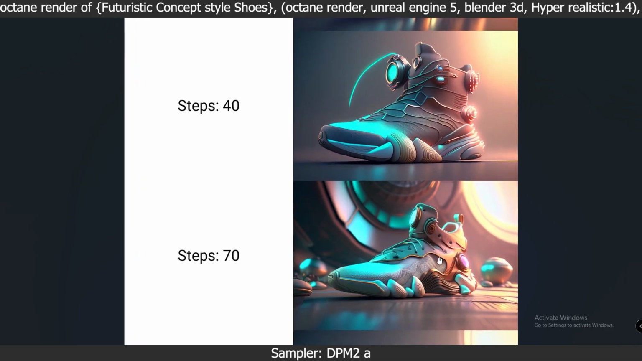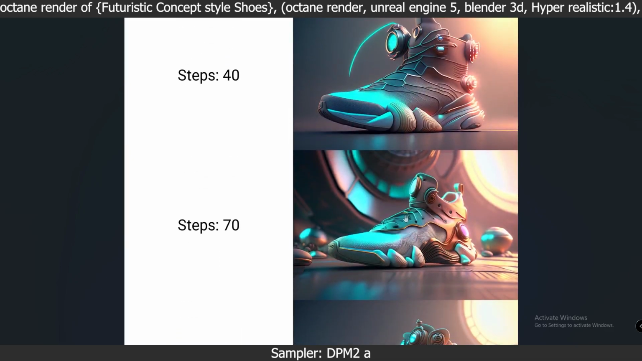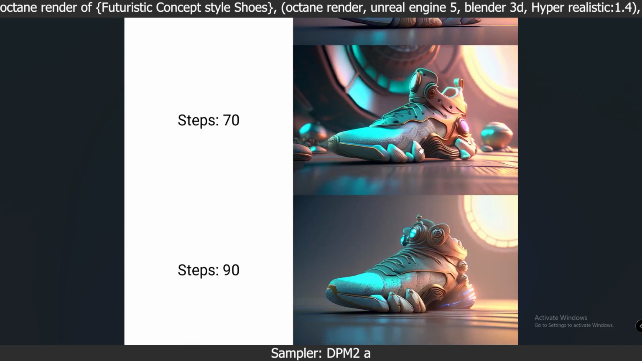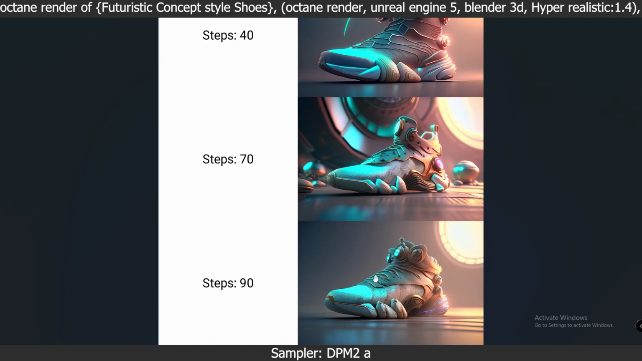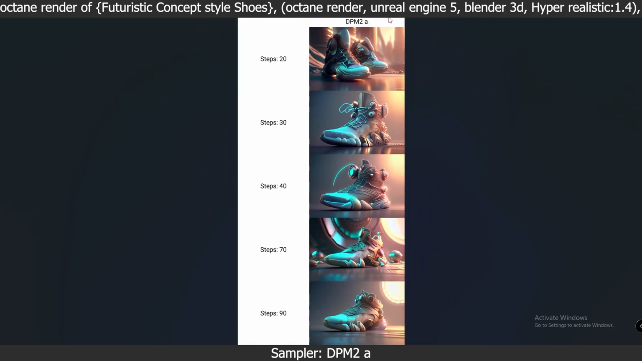So basically with DPM2A you can go easily above 40 in order to see the difference. But I just loved the earlier images as well. On 70 as well you can see the difference, and if you go on to more than 70 you will still find there's a difference going on. So in the DPM2A sampling method you will find a difference going on above 40 steps as well. So you can keep changing the steps on DPM2A as well.